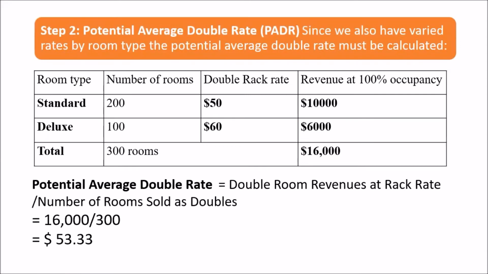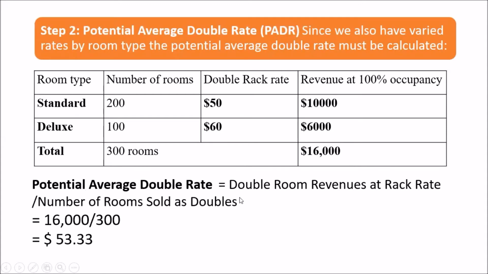Moving to step 2, which is PADR, potential average double rate. Since we have varied rates by room type, we'll calculate the potential average double rate as follows. When all the standard rooms, which are 200, are sold at double occupancy, which is the $50 room rate, 200 multiplied by $50 gives you $10,000. And if you are selling all deluxe rooms, which are 100, multiplied by the double occupancy rate of $60, 100 into $60 gives you $6,000. And when all the 300 rooms are sold on double occupancy, the revenue is $16,000 for selling all rooms.